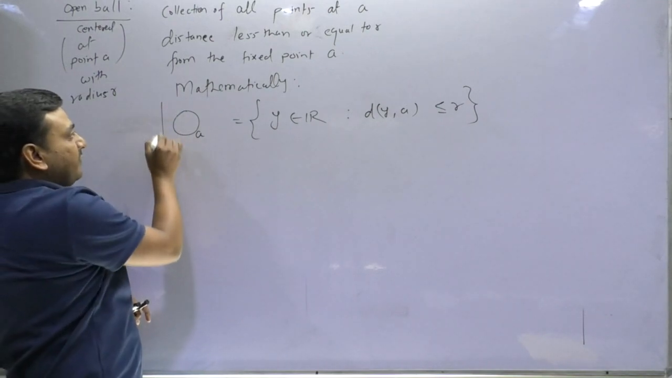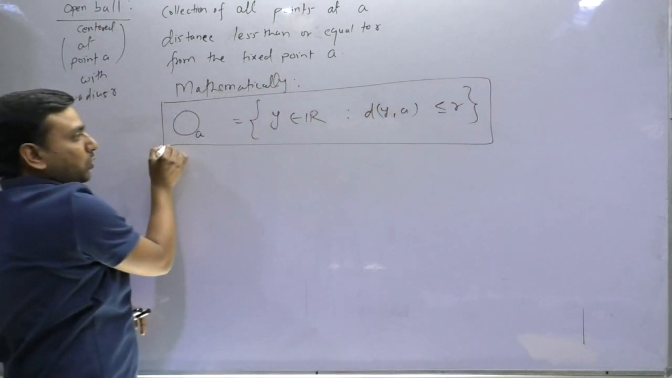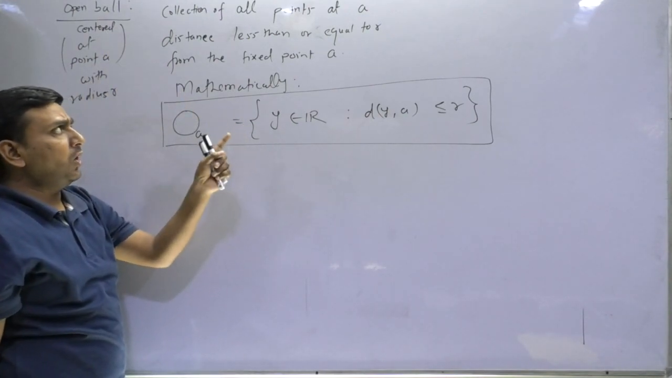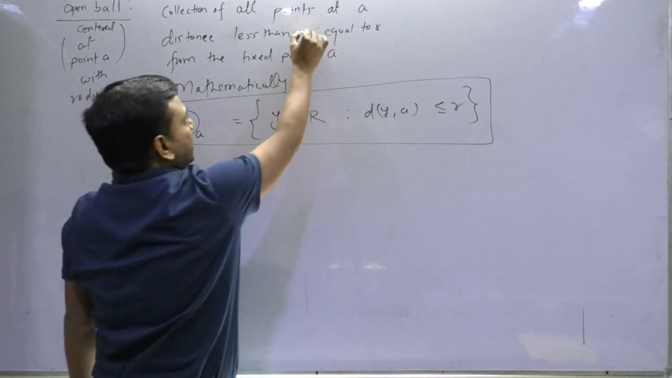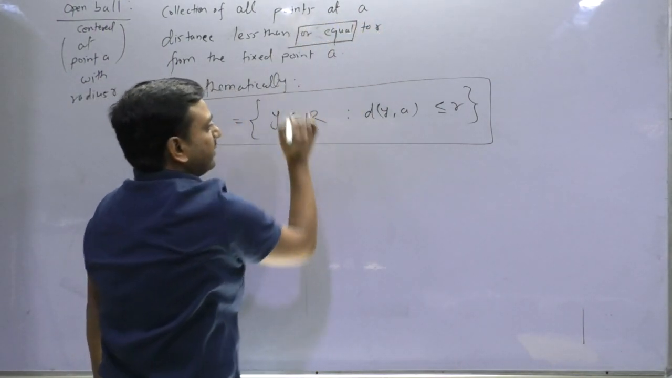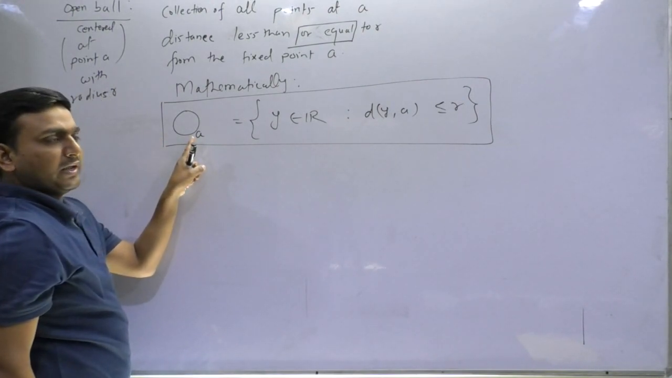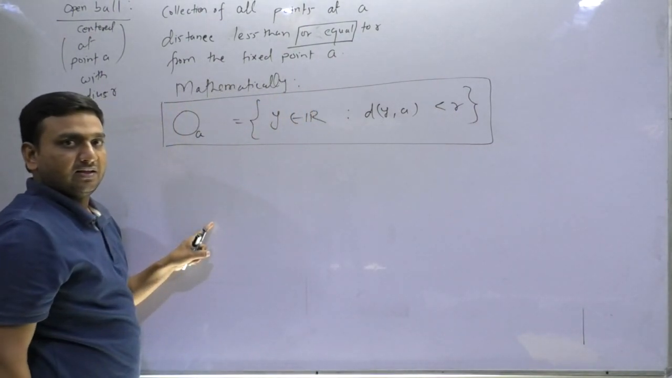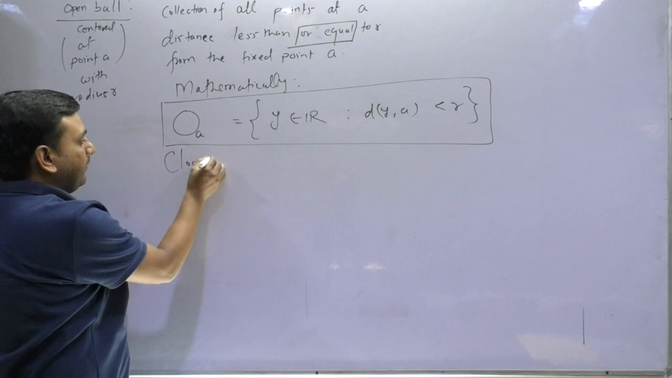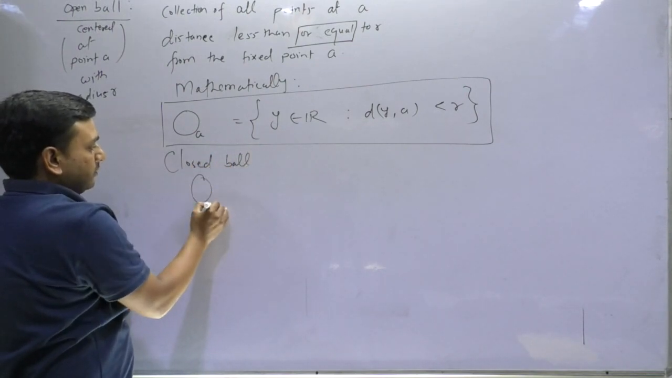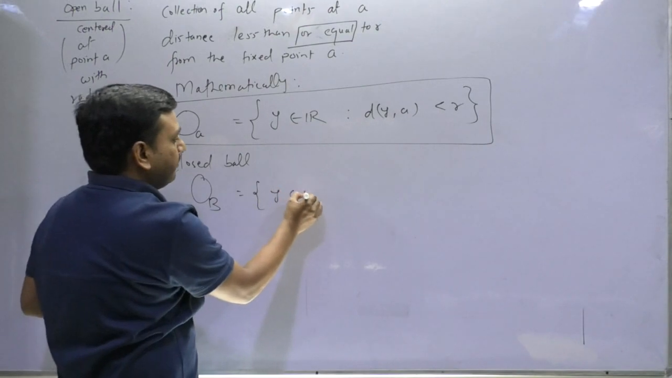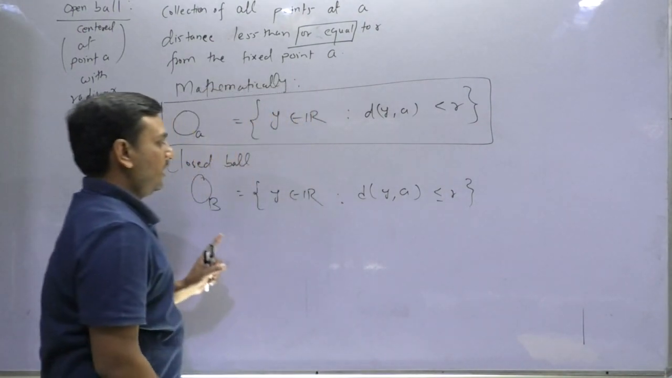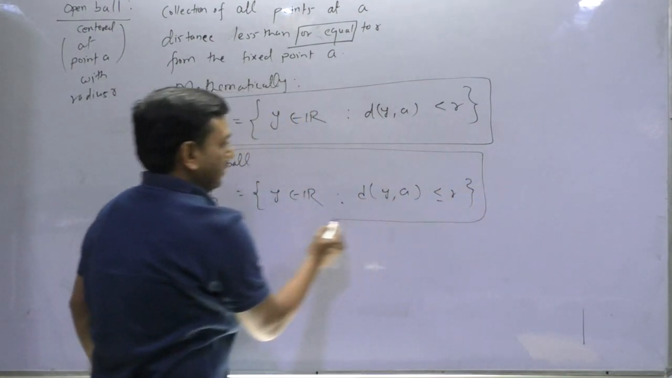Getting it? So whenever you say open ball or closed ball, you can tell the difference on the basis of whether you are considering this equality or not. If you are saying you are talking about an open ball, then you must remove this equality. If you are saying closed ball, then you can say y belongs to R such that d of y less than or equal to r. Is that clear or not, everyone?